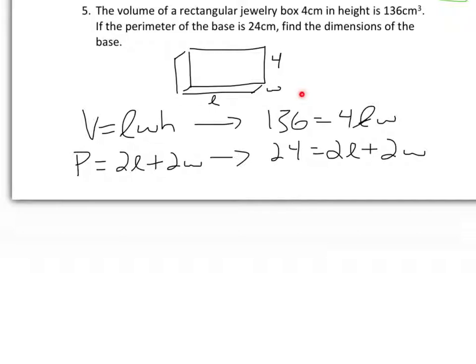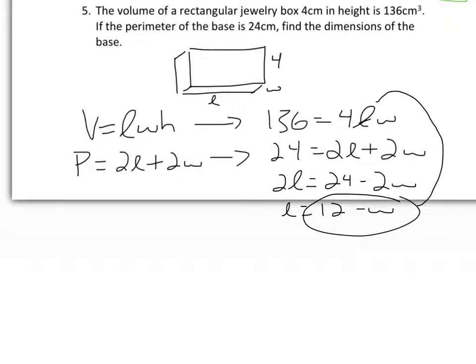So let's go and do some substitution. I would say probably want to solve for one of these two. Okay, let's solve for L. In order to solve for L, we're going to have 2L equals 24 minus 2W. Oh, it should be a 2W. Divide everything by 2, so L equals 12 minus W. Okay, so you could take this, plug it in up here for this L, the other L. So we have 136, I'm going to do this in red, 136 equals 4 times 12 minus W times W.